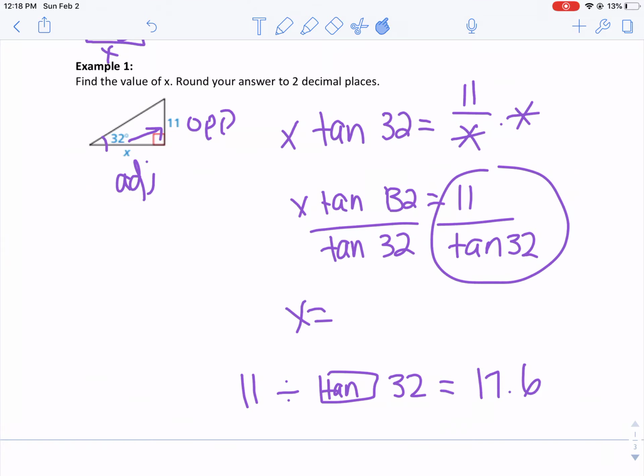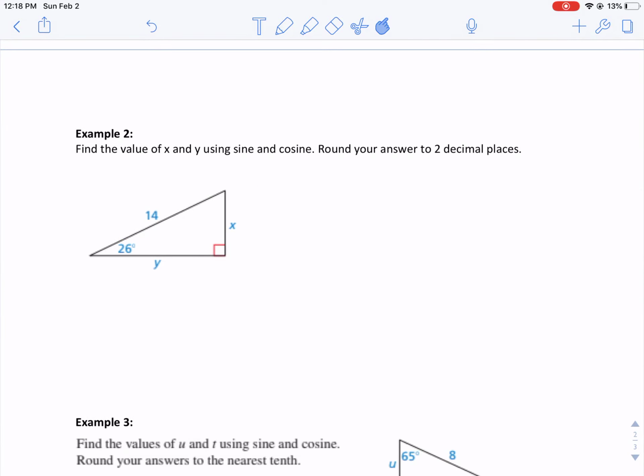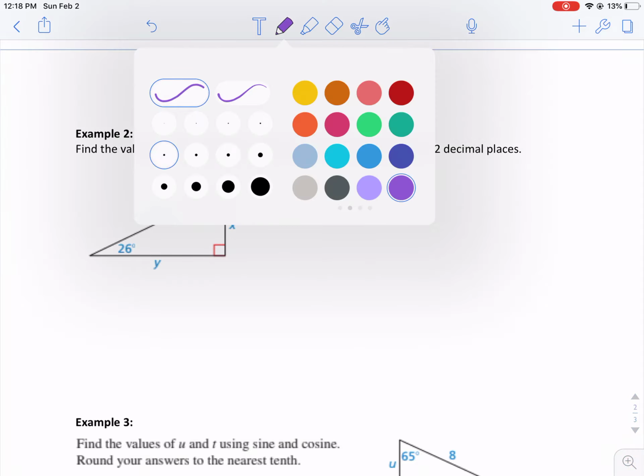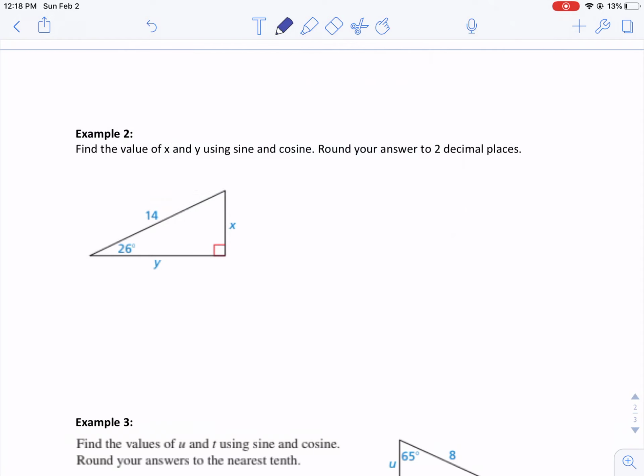All right. So example 2 says find the value of x and y using sine and cosine. Round your answer to 2 decimal places. So in this case, we have 3 sides, but we don't know 2 of them. We don't know x and we don't know y. But they do give me this angle over here, 26.